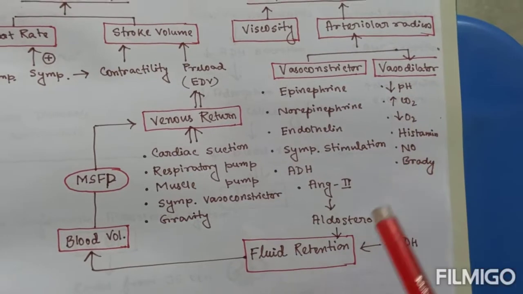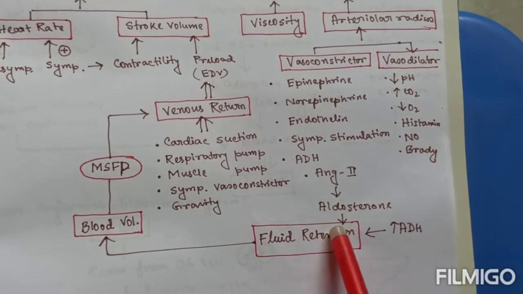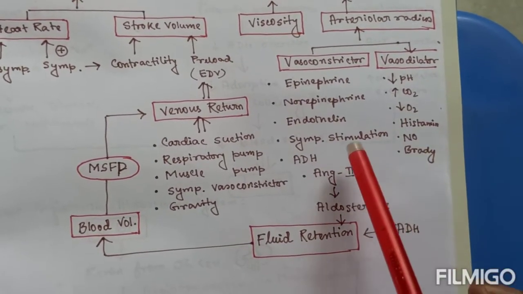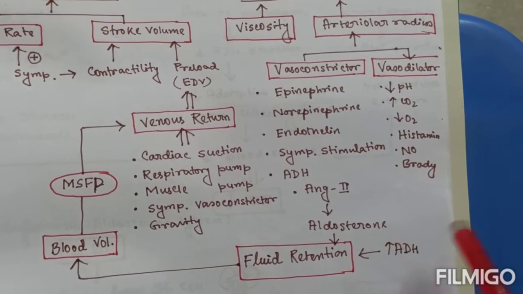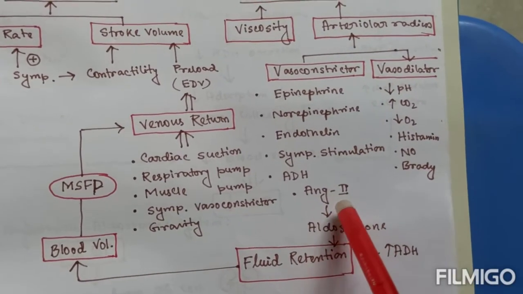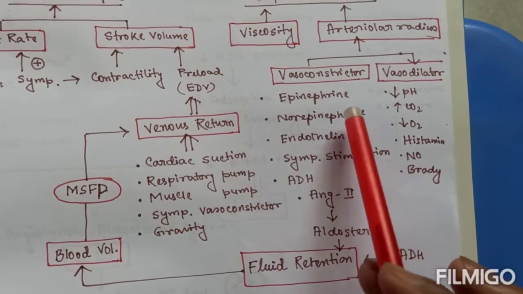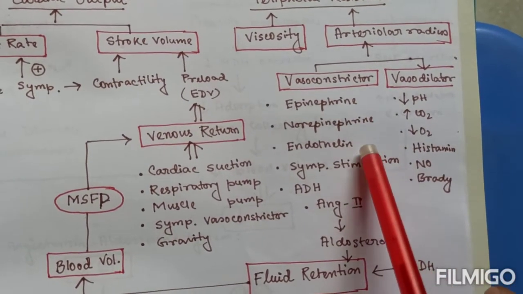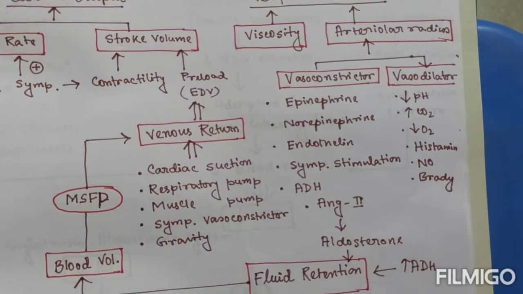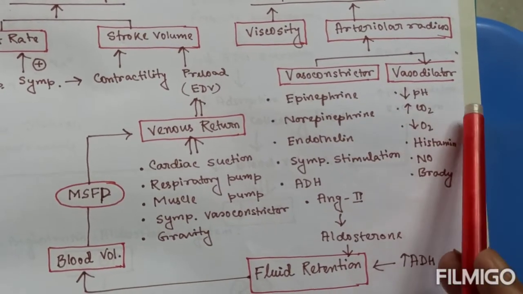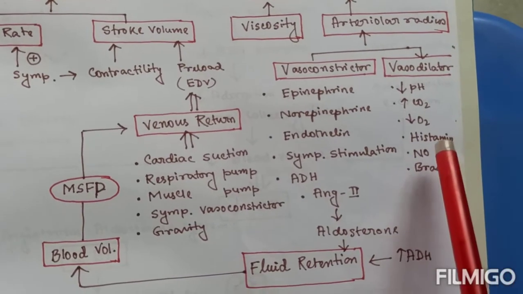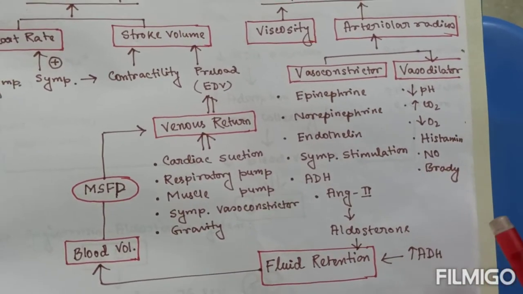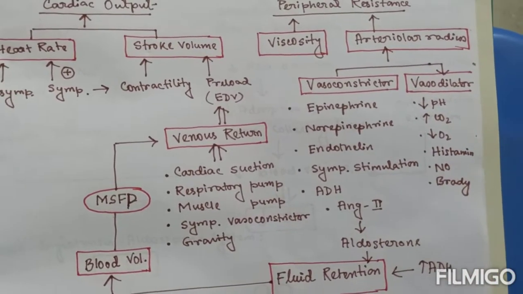And interestingly, this fluid retention is also caused by the action of some vasoconstrictors like angiotensin II. Apart from angiotensin II, there are also other vasoconstrictors like epinephrine, norepinephrine, endothelin, and ADH, etc. The vasodilators are like carbon dioxide pressure, histamine, nitric oxide, bradykinin, etc.